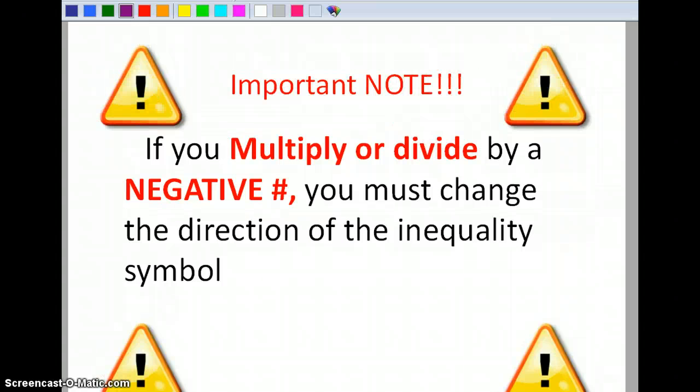Okay, a couple of things that are really important for you to know. If you multiply or divide by a negative number, you must change the direction of the inequality. And notice that it's multiply or divide by a negative number.